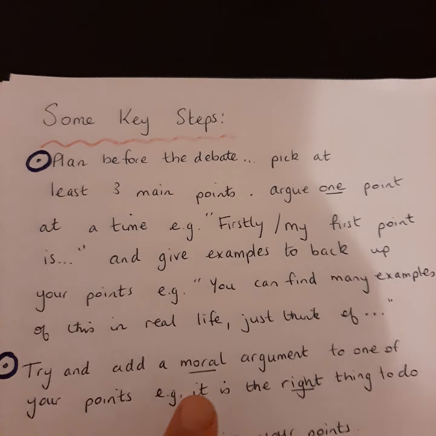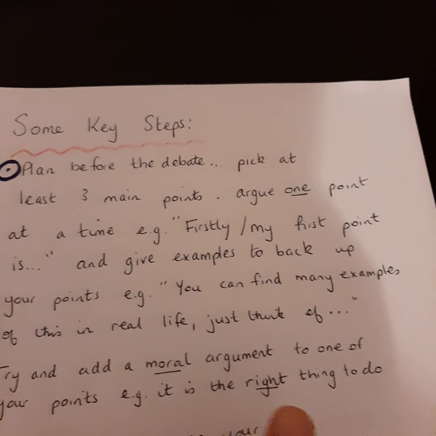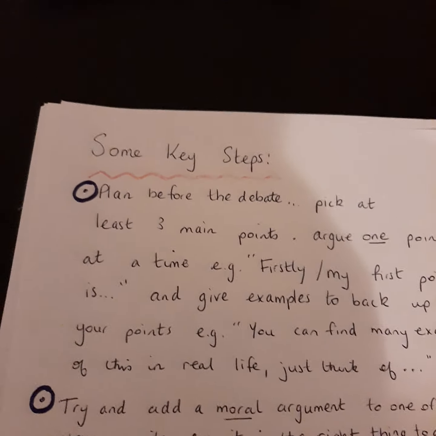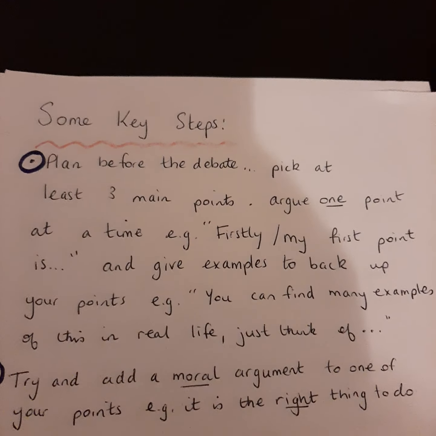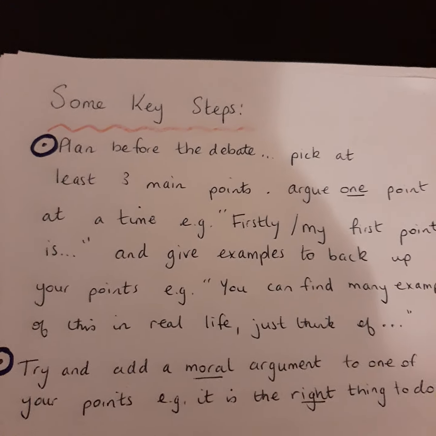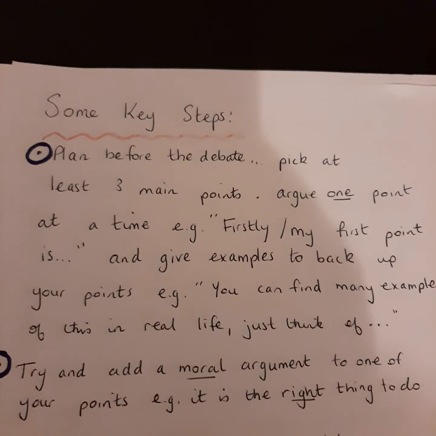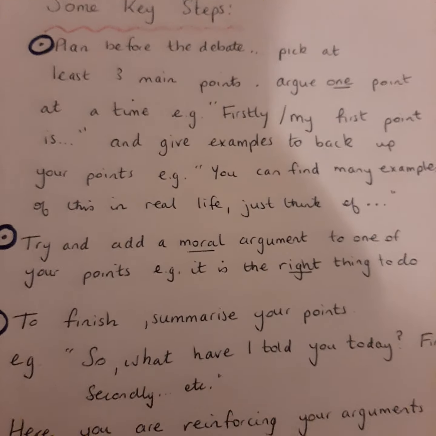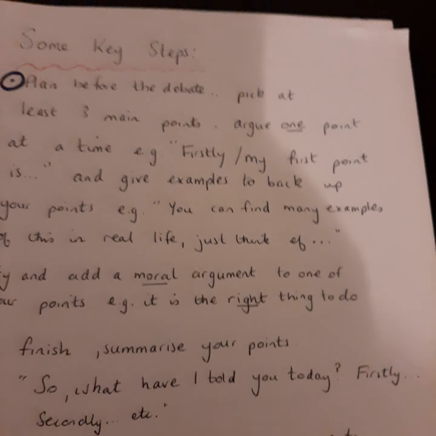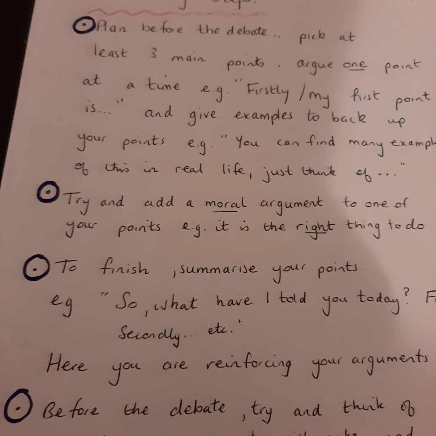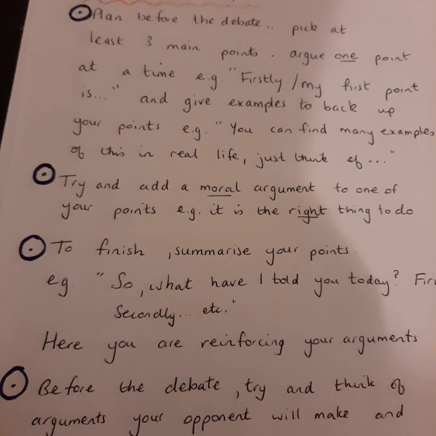Try and add a moral argument to one of your points, i.e., it is the right thing to do. So if our sports stars didn't get all this money, they could be in serious trouble when they finish their careers and not be able to provide for their families. Something along those lines, okay? To finish, summarize your points. For example, so what have I told you today? Firstly, secondly, etc. Now, here you're reinforcing your arguments.